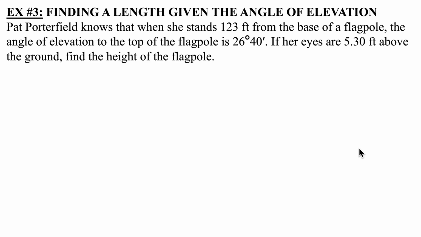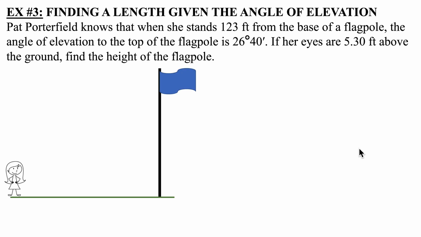All right, example, finding the length given the angle of elevation. So Pat Porterfield knows that when she stands 123 feet from the base of a flagpole, the angle of elevation to the top of the flagpole is 26 degrees 40 minutes. If her eyes are 5.3 feet above the ground, find the height of the flagpole. We need a picture with Pat in it. So there's Pat down there in the lower left-hand corner standing there.